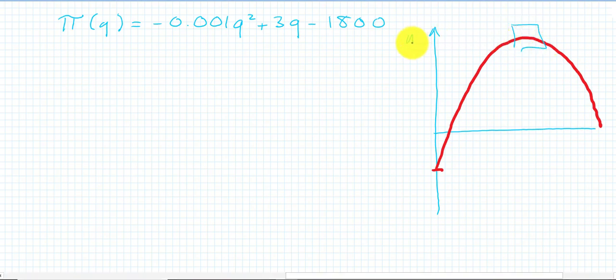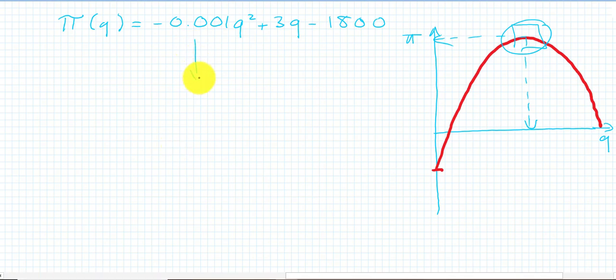On the y-axis, you have the profit. On the x-axis, you have the number of cans that you sell every day. There will be a certain number of cans that will maximize your profit. Okay? So how do we find that number? Well, it's all about the vertex of the parabola. So let's find the vertex form of this equation.